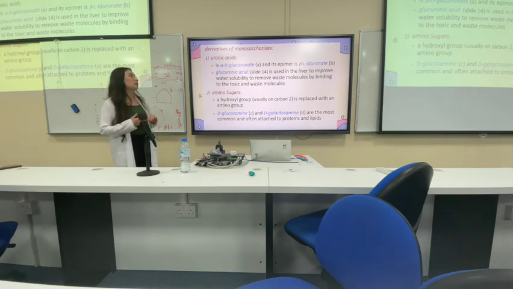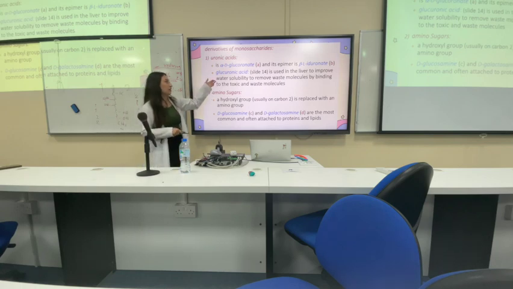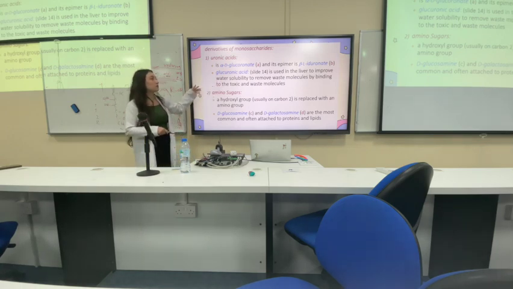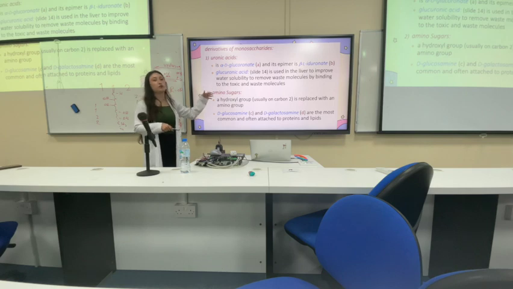Oxidation of the alcohol group. Of the alcohol group, exactly. Oxidation of the alcohol group. Glucuronic acid is one of them. Okay, used in liver to improve water solubility. You're gonna have to just read it and memorize.